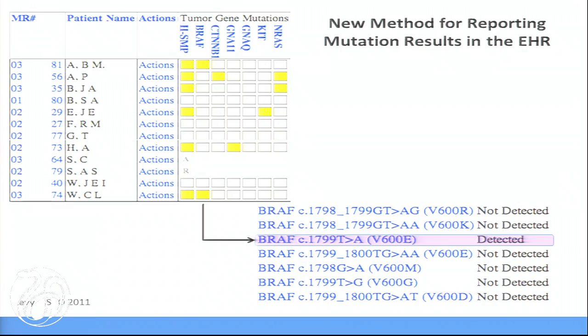And when you click on that particular alteration in the electronic health record, it takes you directly to My Cancer Genome regarding the clinical significance of that alteration. So this is a form of info button, I'd like to say. It's like, if you want more information, you can go and get it.